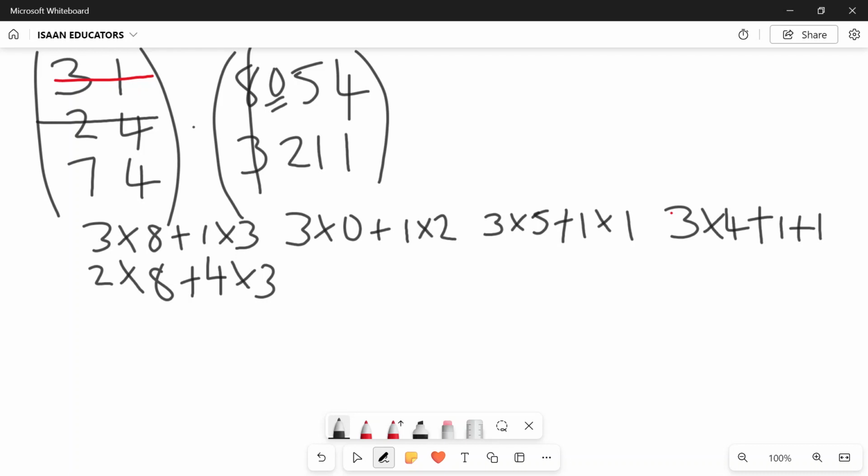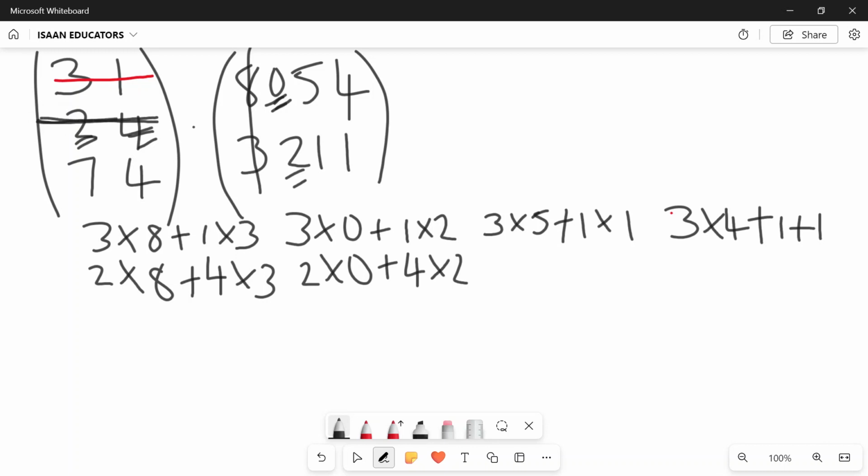So we proceed on. We are going to take 2 multiplied by 0. As you can see, this is 2, and we take this 2 multiplied by 0 here. Then you're going to add 4 multiplied by 2. As you can see, this is 4 multiplied by 2.